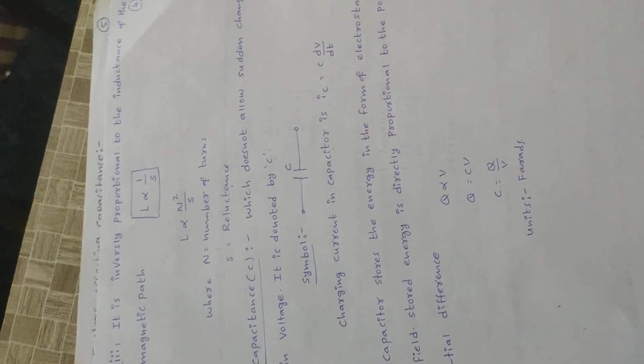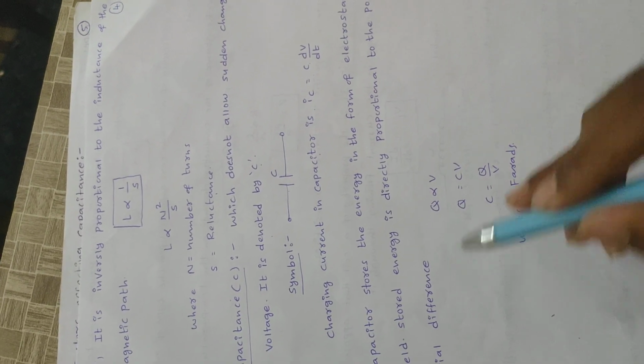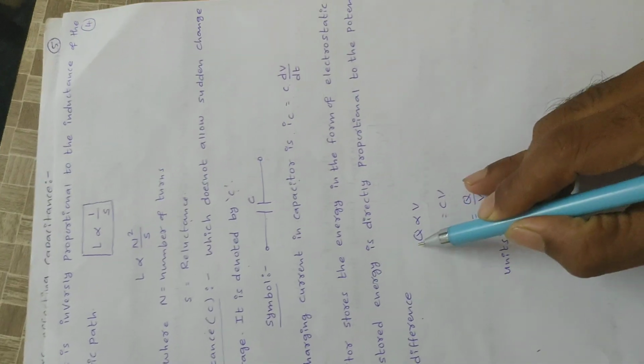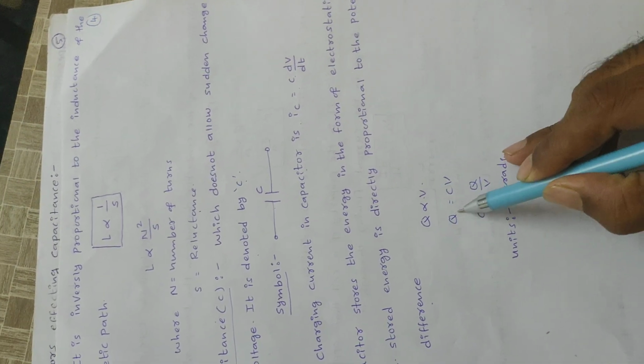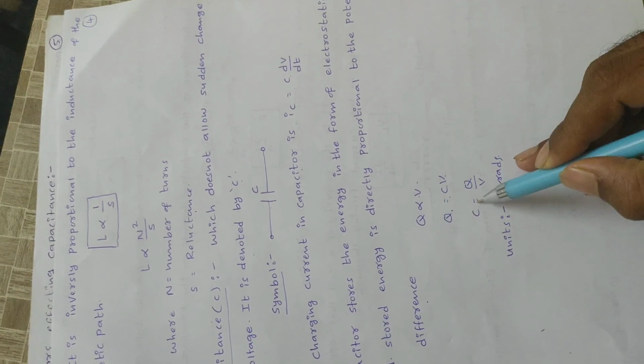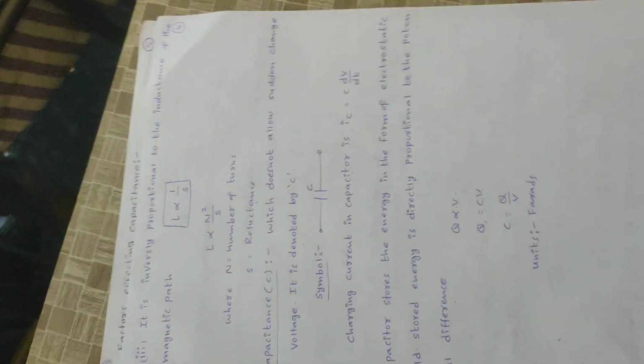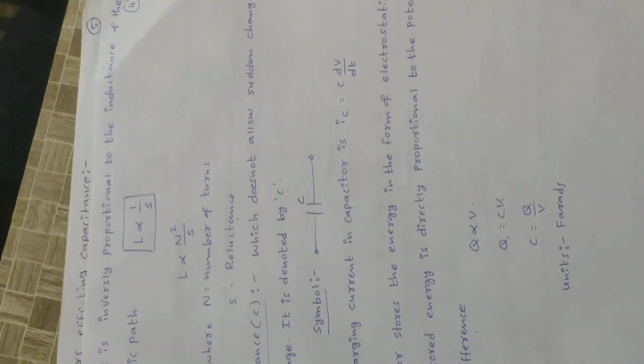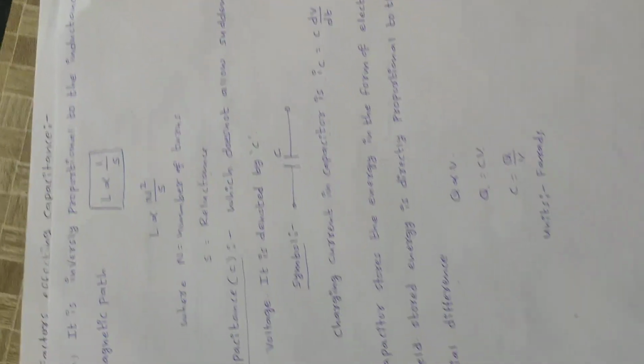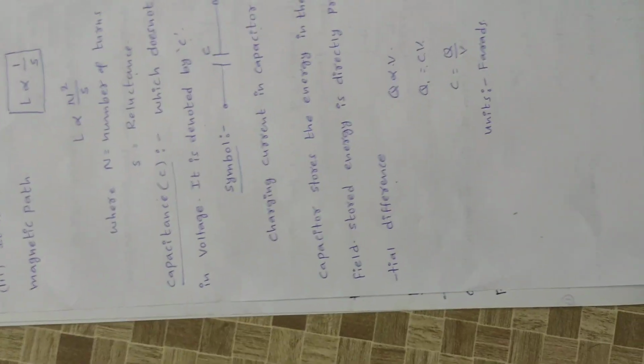The stored charge Q is directly proportional to the voltage, or potential difference. Q equals C into V, so C equals Q by V. The unit of capacitance is the farad. Now we have a clear understanding of resistor, inductor and capacitor, right?